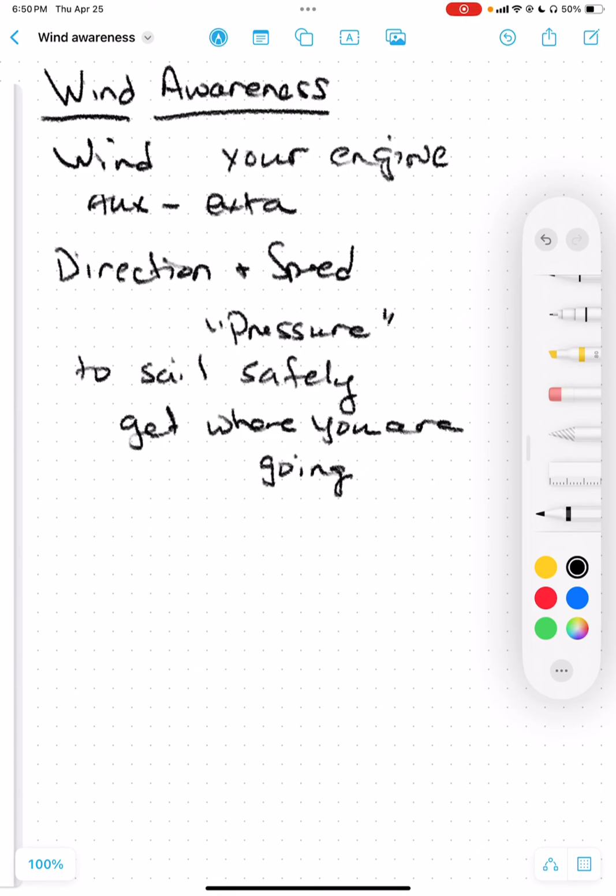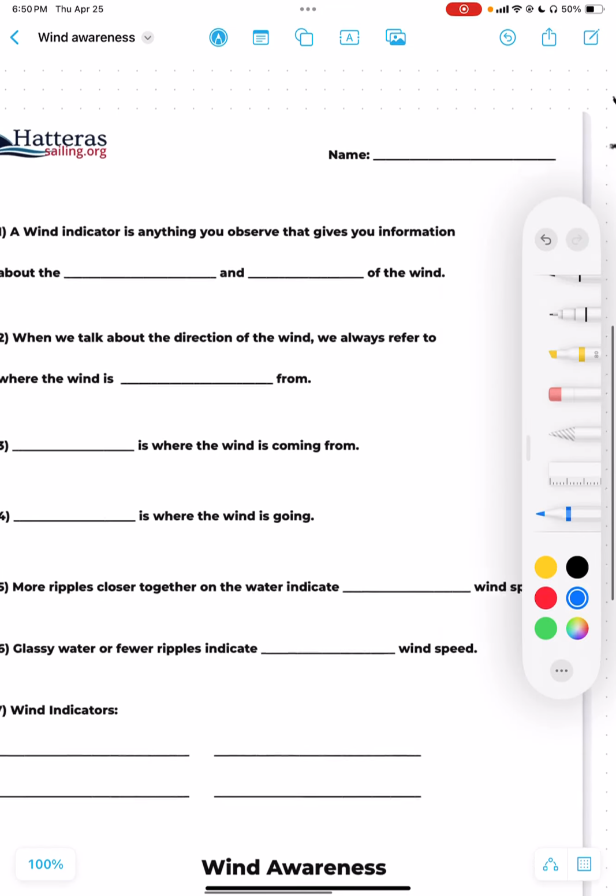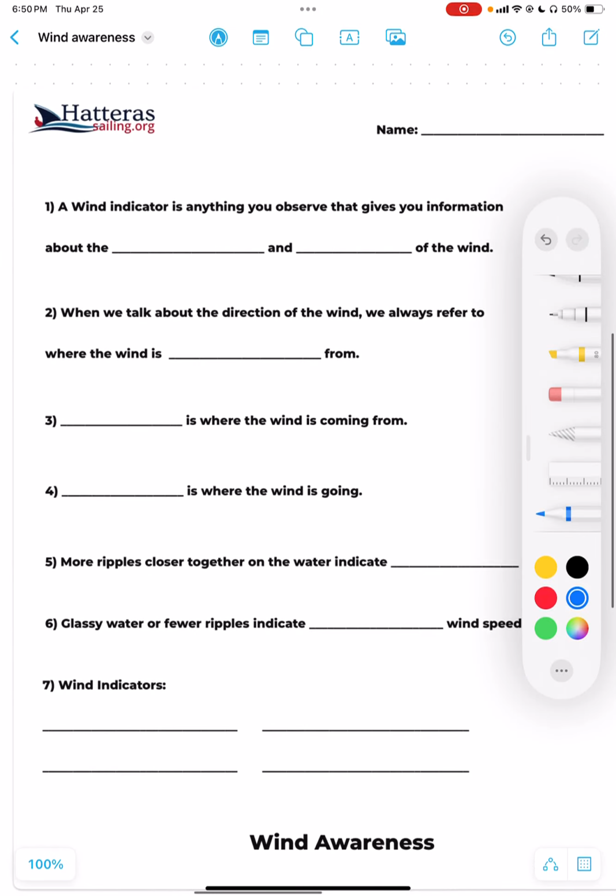So that's why we want to learn about wind awareness. It's like the most important thing in sailing. So you have to learn it. And it's not that hard. It's pretty simple, actually. So we're going to talk about it now. My name is Meg, and I'll be your instructor.